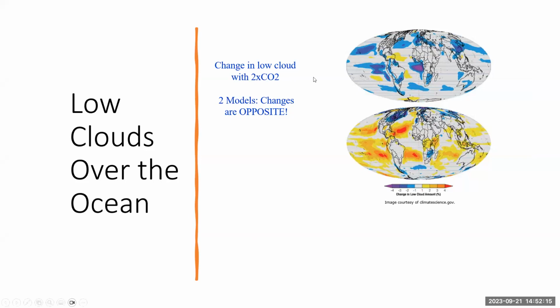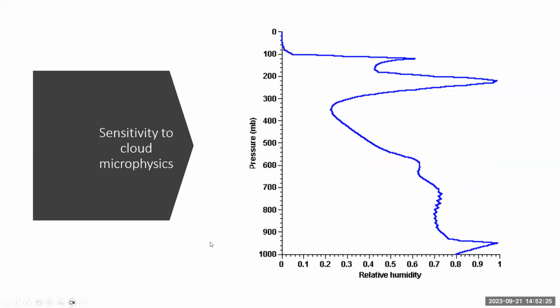These are 2 models, and the changes observed were just opposite to each other. So one can quickly foresee how carbon dioxide impact can lead to changes in behavior. Then sensitivity to cloud microphysics, overall pressures and relative humidity that you see, so that the relationship can be factored in.